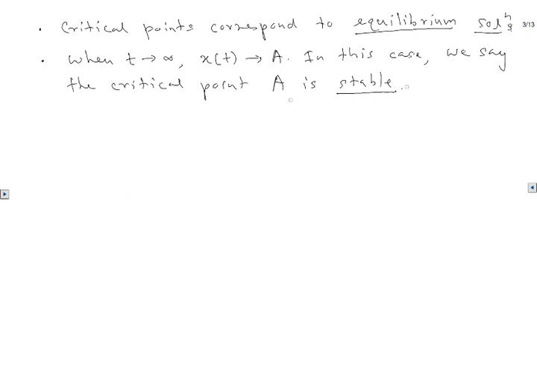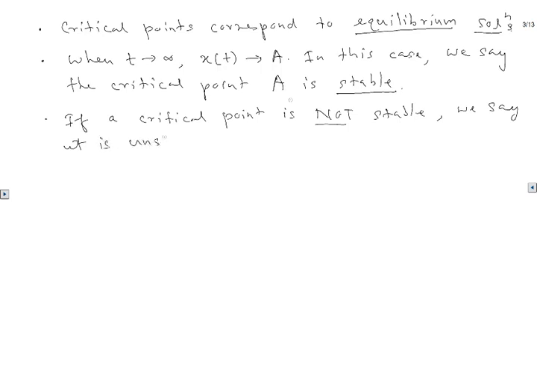And if a critical point is not stable, we say it is unstable. The unstable case we can divide into two cases later. Sometimes we even call it half stable, so we can discuss that later.